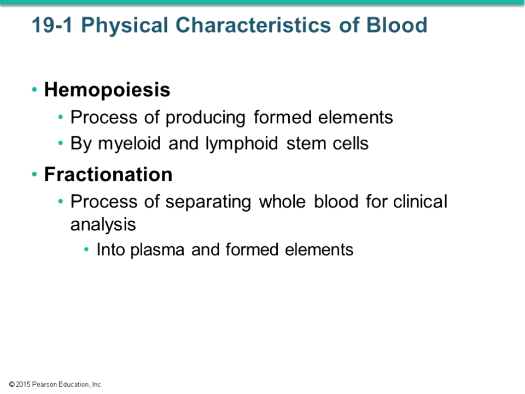Hemopoiesis is how the formed elements are manufactured, essentially. We'll look at how they come from what are called myeloid or lymphoid stem cells, which are going to produce red blood cells, white blood cells, and platelets.